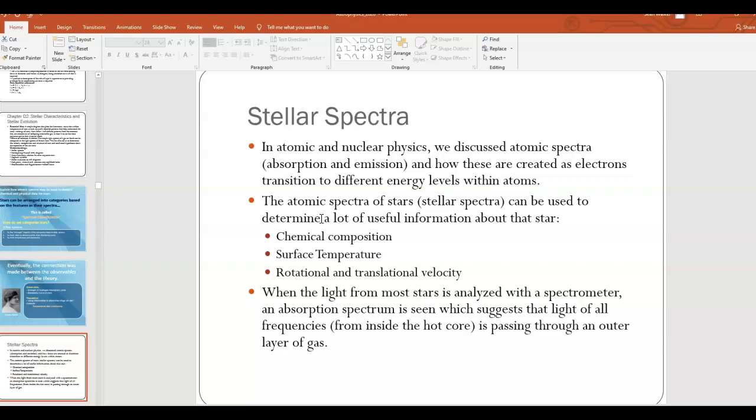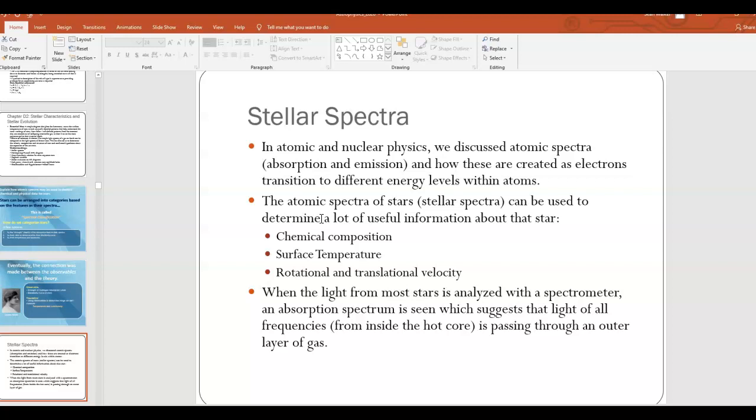For example, chemical composition, because every single chemical on the periodic table has a unique set of spectral lines. You can find the surface temperature using Wien's law, like we talked about before. You can even find information about how fast the star is moving towards us or away from us, or how fast it's rotating. We're not going to get into that now, but it can be done.